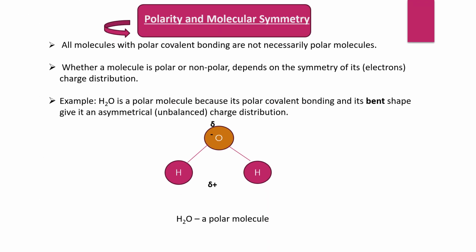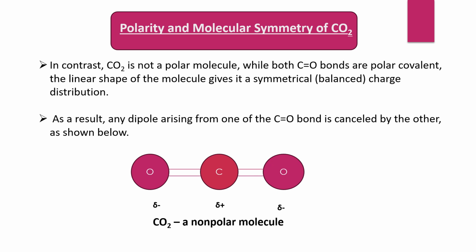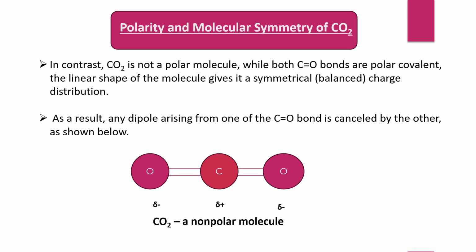All molecules with polar covalent bonding are not necessarily polar molecules. Whether a molecule is polar or non-polar depends on the symmetry of its electron charge distribution. For example, H2O is a polar molecule because its polar covalent bonding and its bent shape give it an asymmetrical, unbalanced charge distribution. In contrast, CO2 is not a polar molecule. While both carbon-oxygen bonds are polar covalent, the linear shape of the molecule gives it a symmetrical, balanced charge distribution. As a result, any dipole arising from one of the carbon-oxygen bonds is cancelled by the other, as shown below.